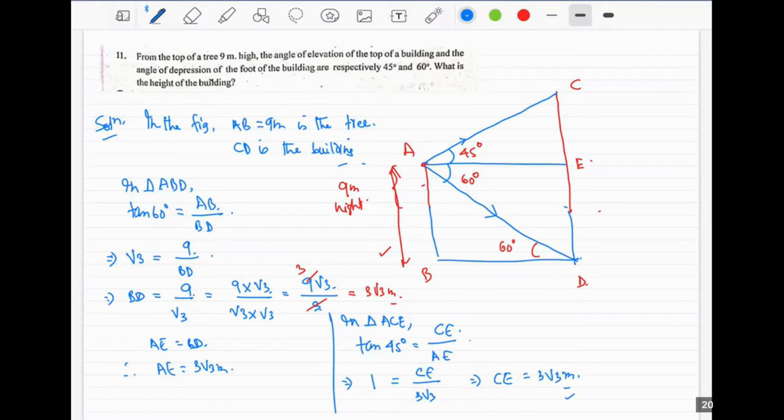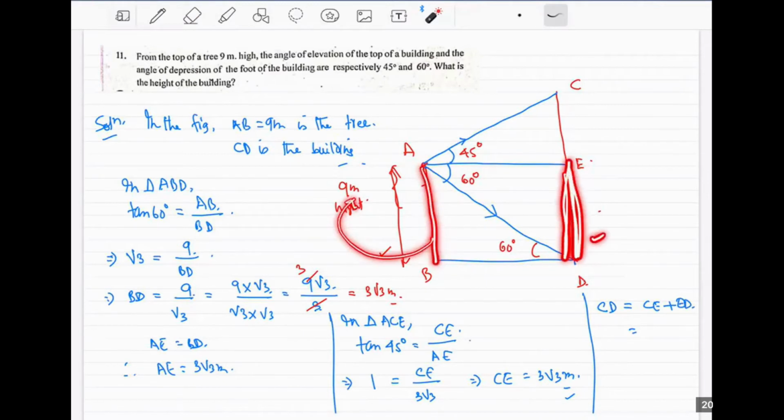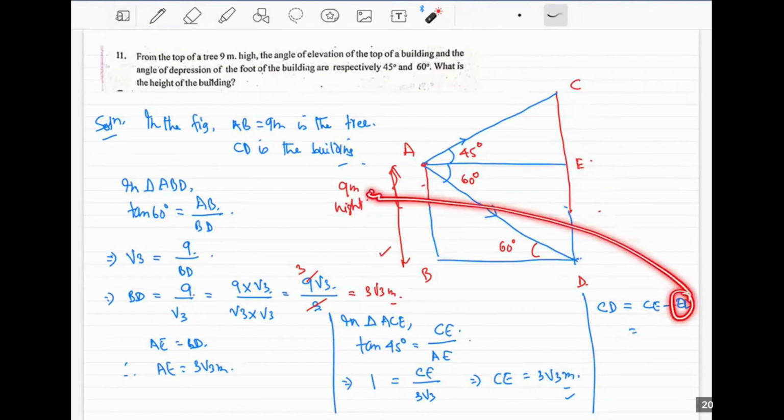Okay, what's our goal? Our goal was actually to find the height of the building. Height of the building is this whole portion right here, CD. But we break CD into these two parts, CE plus ED. So you mentioned here, if I want the value of CD, CD is equal to CE plus ED. The value of CE, we have found out from here, 3 root 3. The value of ED, we don't need to find out because AB and ED are equal. AB is 9 meter, so ED is also 9 meter. So CE, you have to put 3 root 3. ED, you have to put 9 meter.